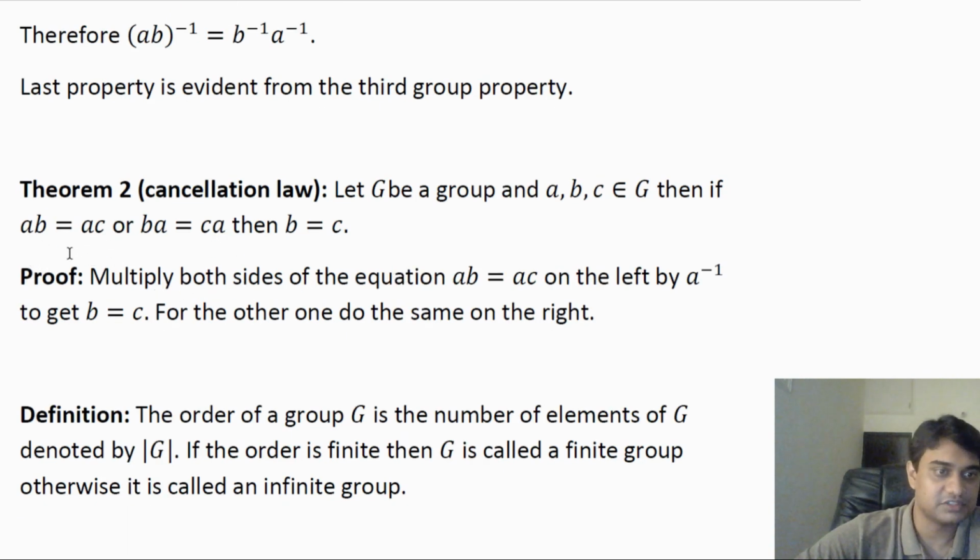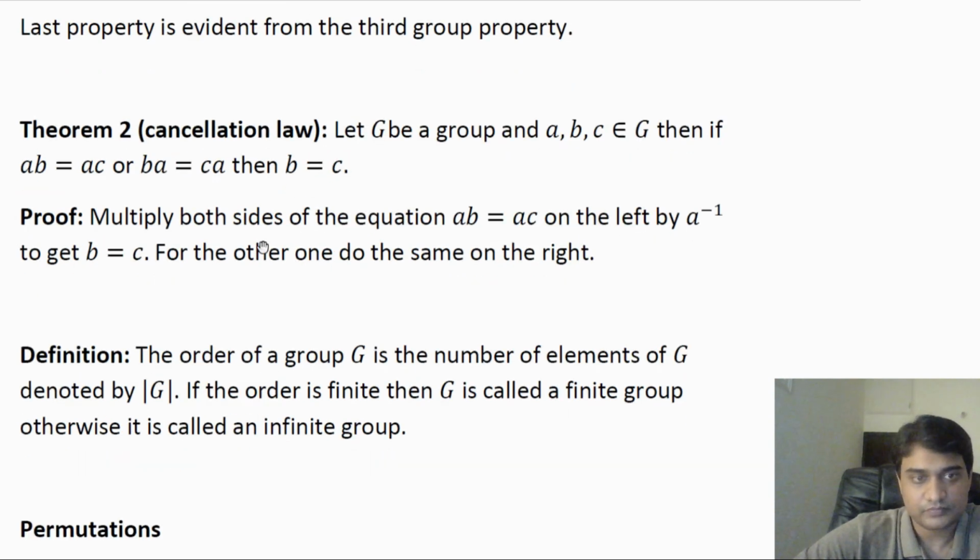So in the first equation, AB equals AC, we cancel A on the left and we end up with B equals C. And in the second equation, we cancel the same element A on the right and we end up with B equals C. Okay, so what is the proof? The proof is very simple. Multiply both sides of the equation AB equals AC on the left by A inverse, right? So A inverse A times B is just B, and A inverse A times C is just C, and we end up with B equals C, right?